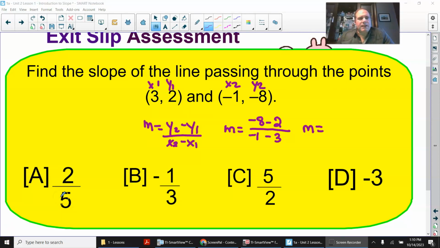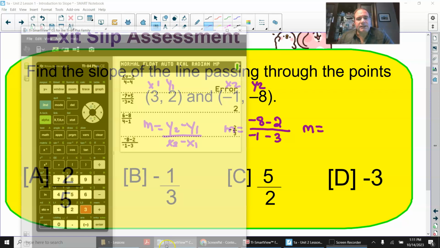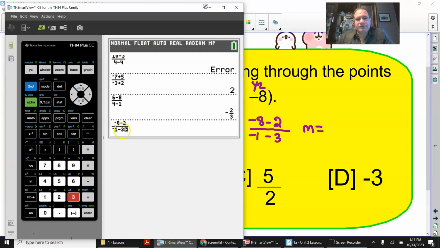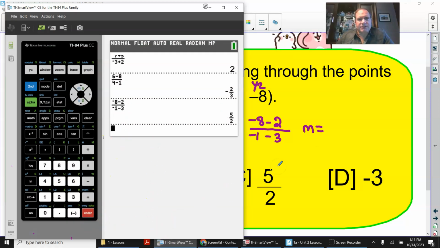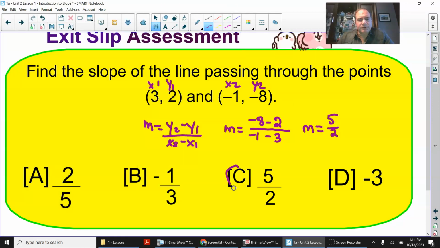So here you go, x1, y1, x2, y2, -8 minus 2 for y2 minus y1, and then -1 minus 3. These are not back-to-back negatives, so there's no plus that you have to change, right? No keep change. There's nothing going on. It's just subtraction. Then you bring up your calculator, you put this directly in, and you press enter, and you get 5/2. Calculator gives it to you. 5/2, C is your answer.